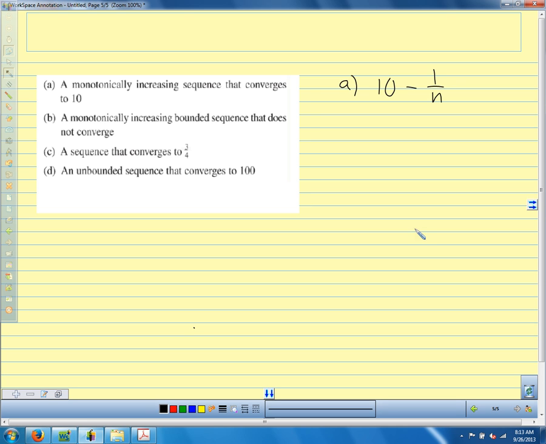How about part B? A monotonically increasing bounded sequence that does not converge. We want to find an example of that.